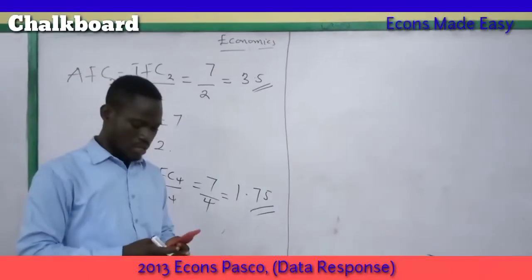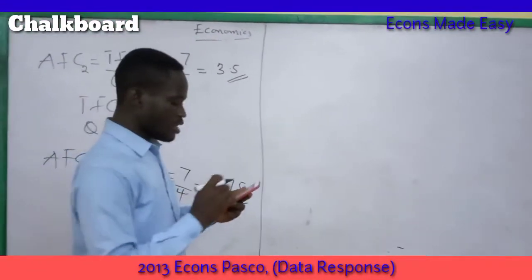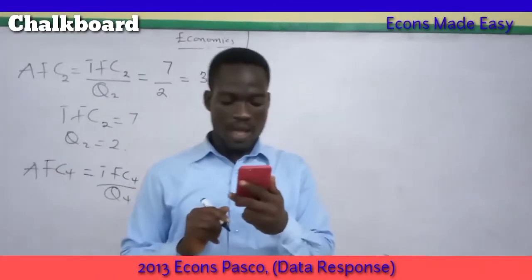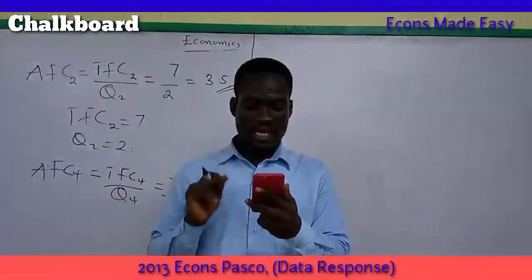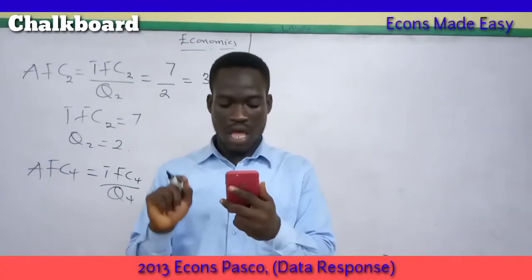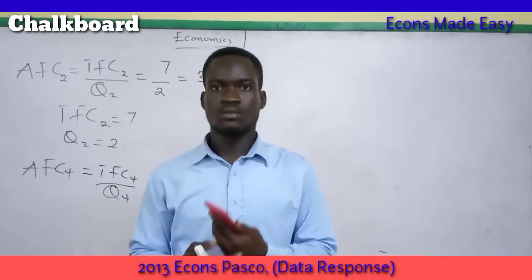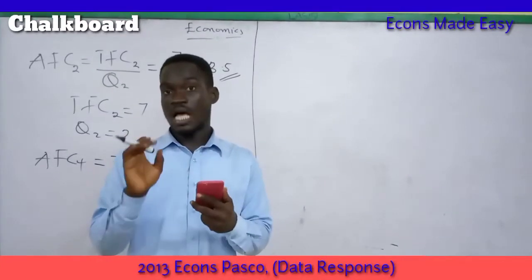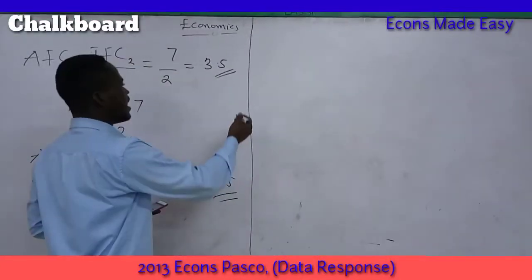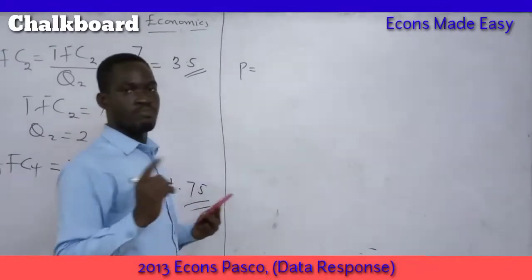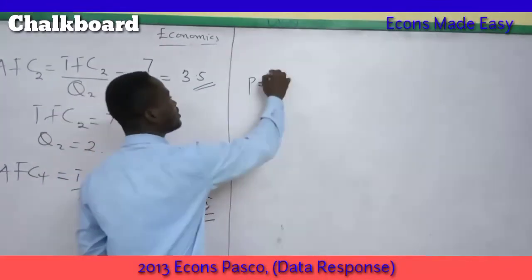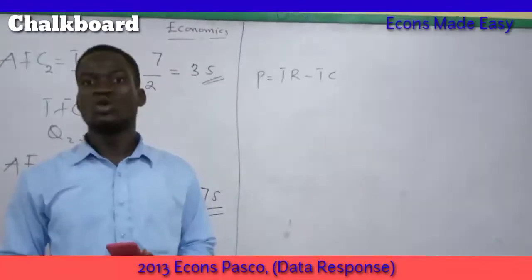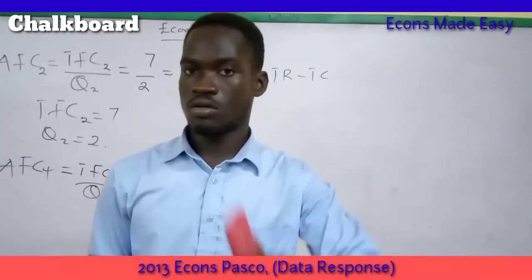Now let's go to B. The B is saying that if the price of a bag of rice were $10, calculate the profit or loss at all level of output. Calculate the profit or loss at all level of what? Output. And so the formula for finding profits is equal to total revenue minus total cost.